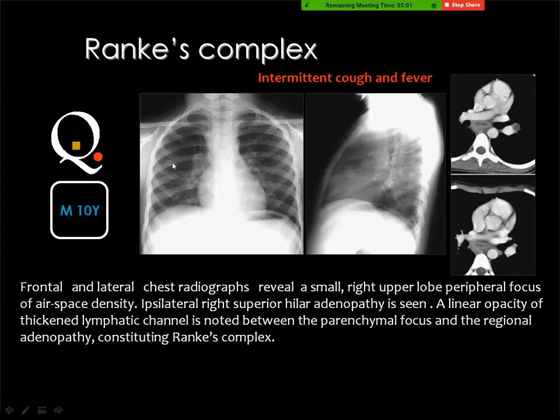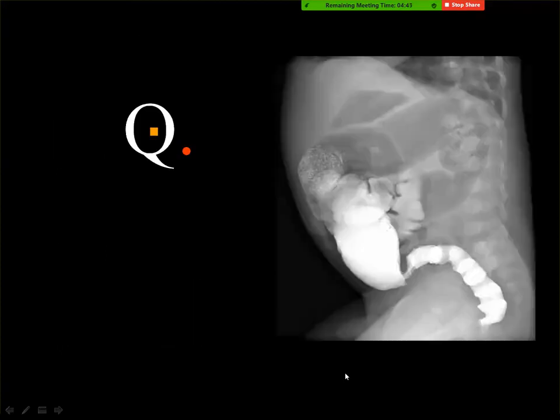a focus in the lung and lymphangitis as well as lymphadenitis. Its new name is Ranke complex. Whatever the name, and this is primary tuberculosis.